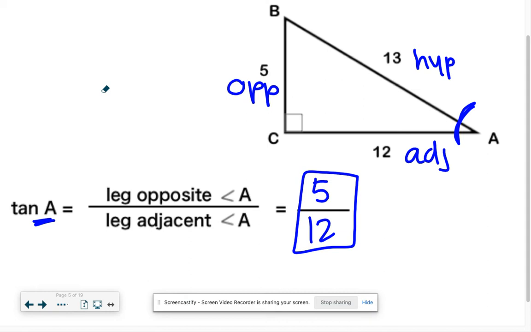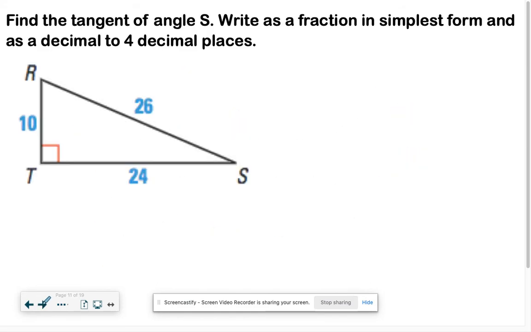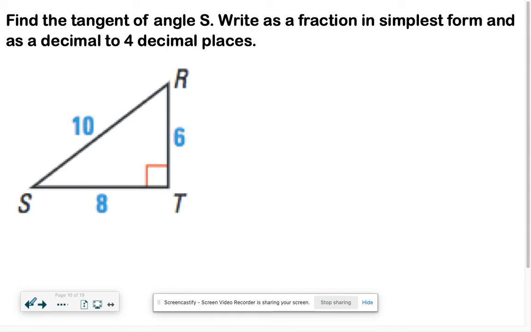Let's try another one. We'll do this one. It says, find the tangent of angle S, write it as a fraction, and then as a decimal to 4 decimal places. So we're starting at angle S. Mark your angle S. Now we have to label our sides. Start with the easy one. Which one's your hypotenuse? 10. Opposite is 6. Perfect.